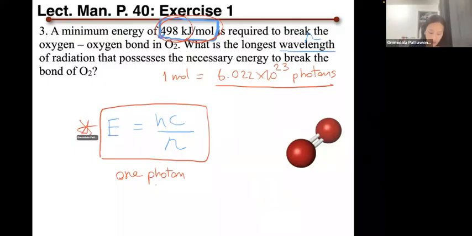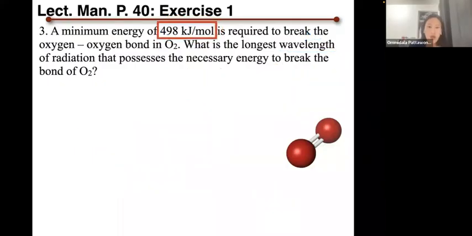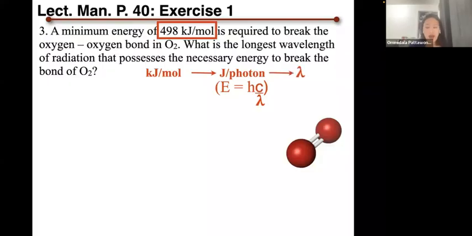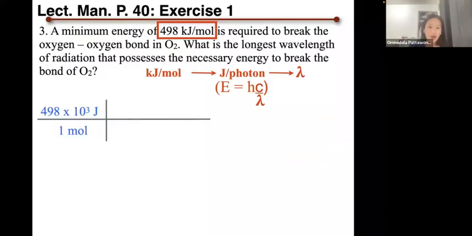So the first step that we would need to take would be converting this kilojoule per mole to joule per photon first, before we can use E equals hc over lambda. After that, you can actually calculate the wavelength lambda. So the first step is to convert from kilojoule to joule, and because kilo means 1,000, I'm just going to multiply this number by 1,000. That's how I convert from kilojoule to joule.